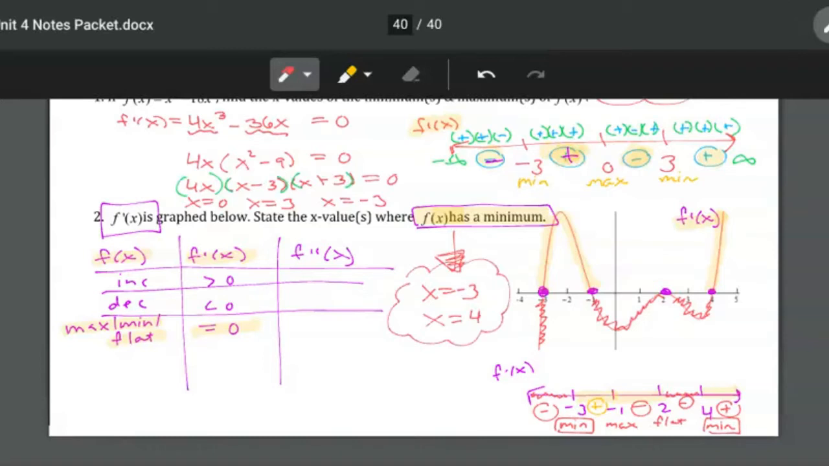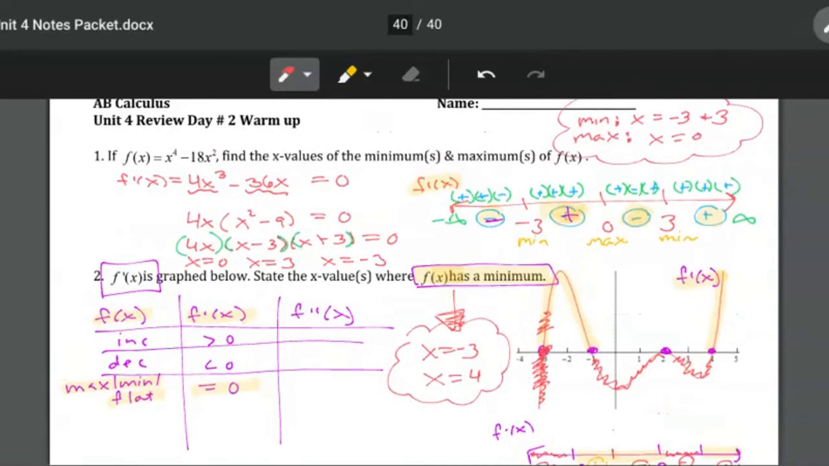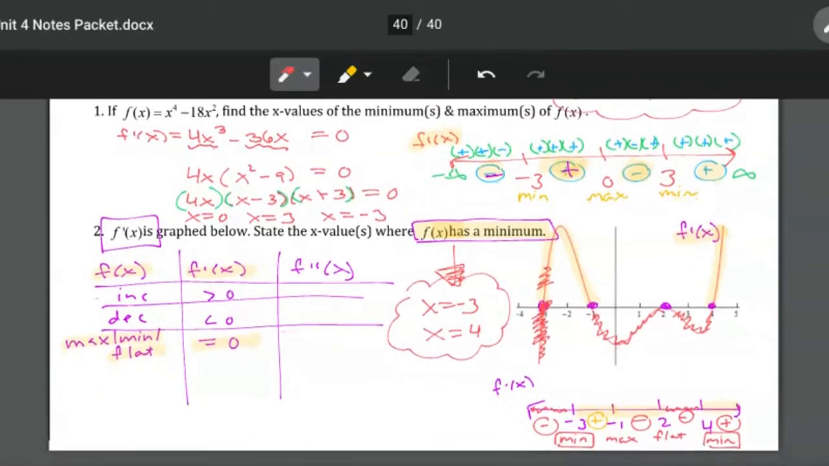You could just know from the graph, because your graph goes from below the x-axis to above, that would be a minimum. But the sign chart just helps you to organize your information and allows you to do a different type of problem that's presented in a different way, the same way you would have done it with a sign chart like you did in number 1. So up to you how you want to do it.